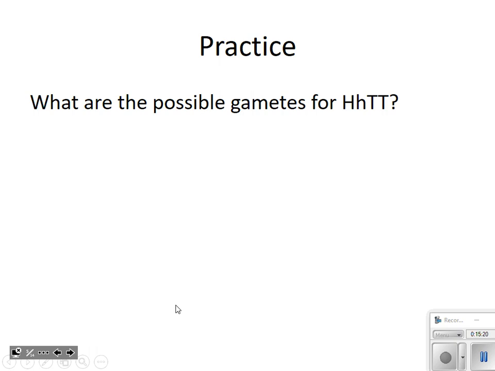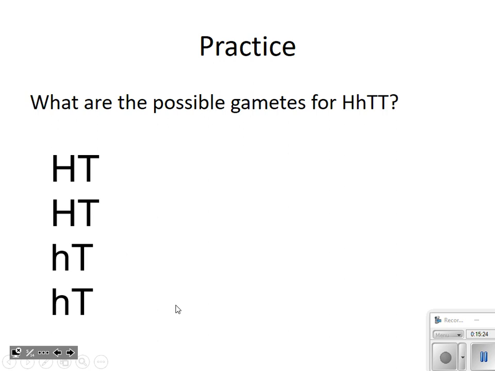Capital H, capital T is one of them. The other one is lowercase h, capital T. Now, looking at this, when I do my gametes, do I need to do the capital H, capital T twice? I can, but do I need to? No. My ratios are going to stay the same. Same thing with lowercase h, lowercase t. I could do it twice, but I don't need to.